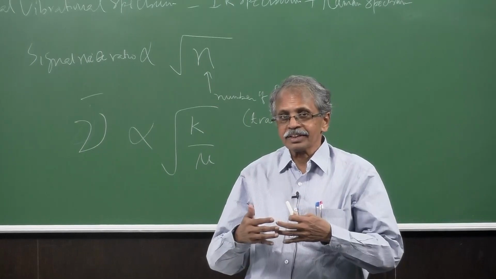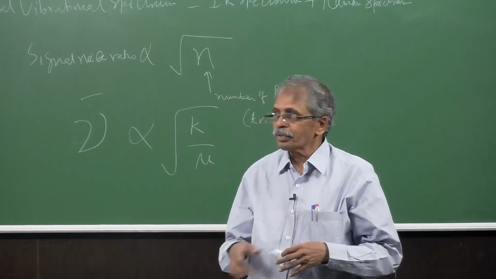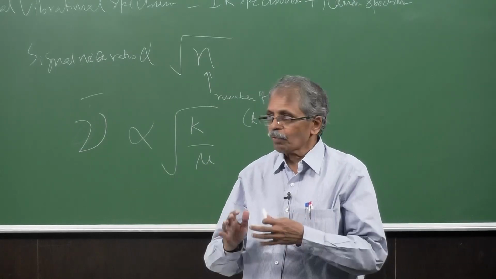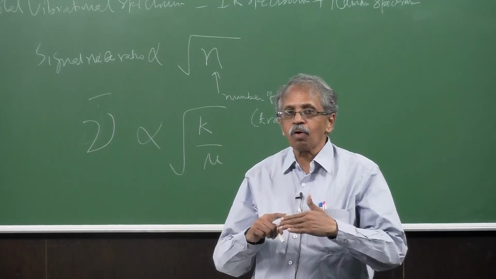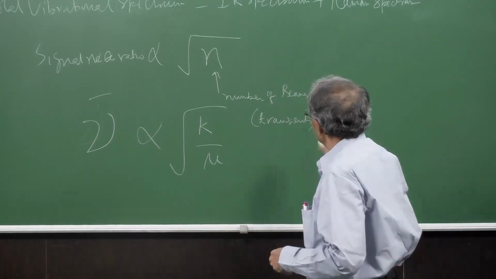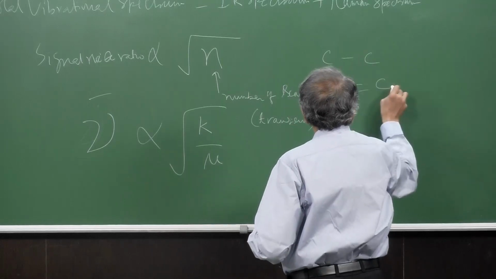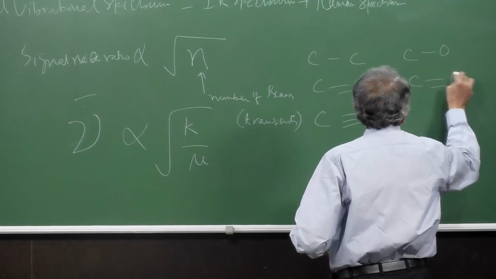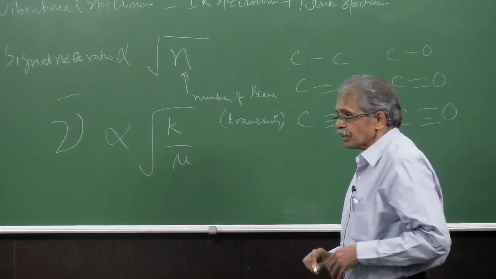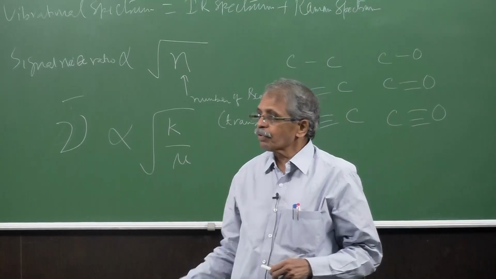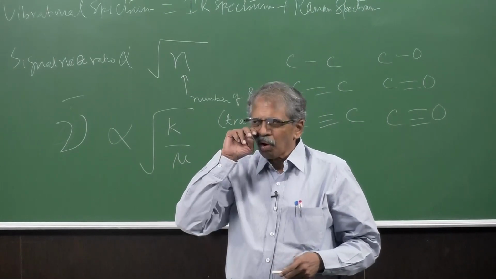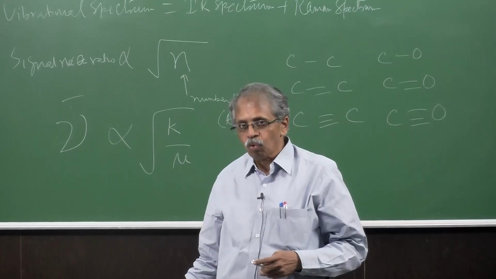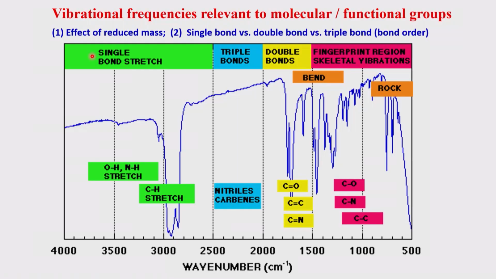It could be stretching or bending, and the force constants will obviously vary depending upon the vibration. This will also vary with single bond, double bond or triple bond. So if you have C-C, C=C, C≡C, C-O, C=O, C≡O, all these will vary. Therefore, the whole thing depends on the bond strength, or force constant, the reduced mass, and the type of vibration that you are looking at, the energy.